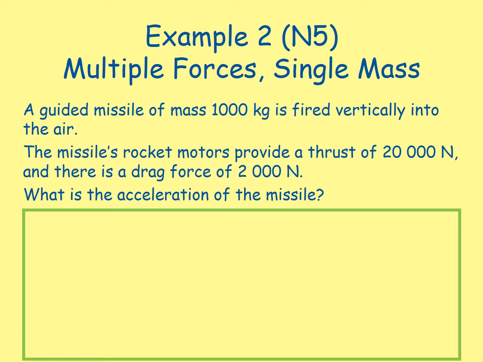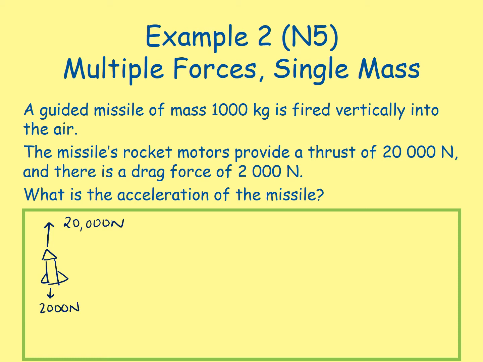So again, we want to be drawing our free body diagram first. So a basic little picture of a rocket just here. And we want to be adding in our numbers here. Our initial thrust is 20,000 newtons. Our drag is 2,000 newtons.